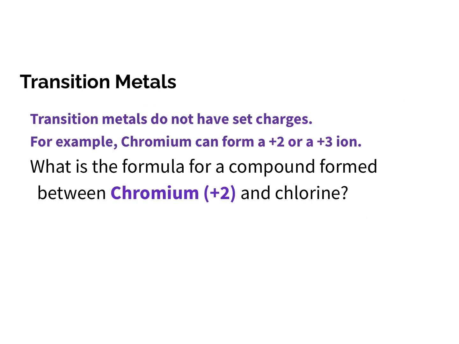So something about transition metals. Transition metals are that big section of the periodic table. You might remember it as the D section when we were doing electron configurations. These transition metals do not have set charges. Some of them can form a +2 or a +3 ion. It just kind of depends.